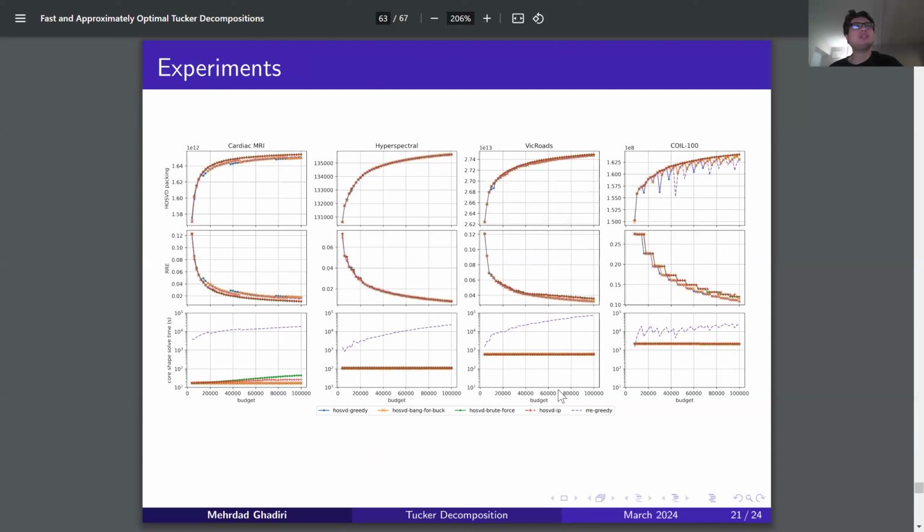Maybe let me just skip the experiments for the sake of time. But essentially, this approach of using HOSVD is much faster than trying to do a naive greedy with the actual loss.